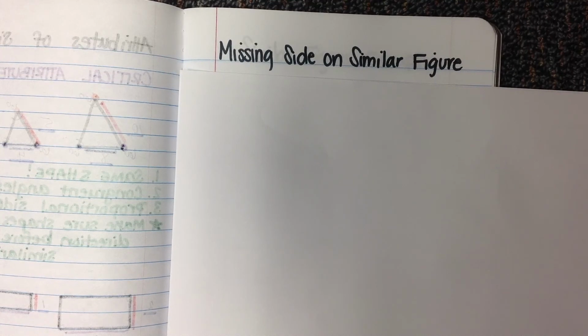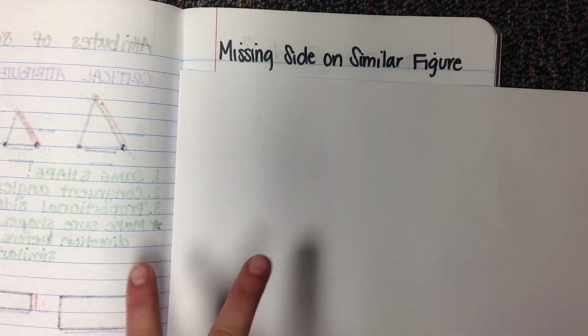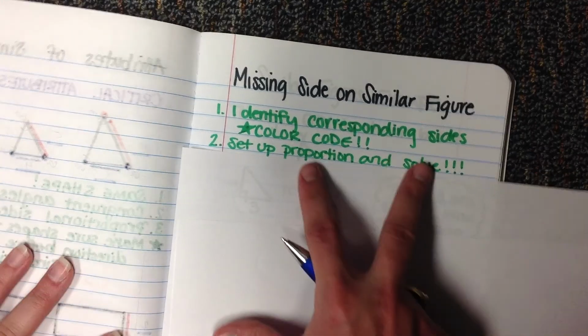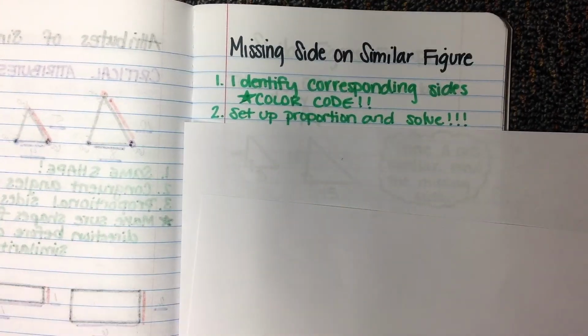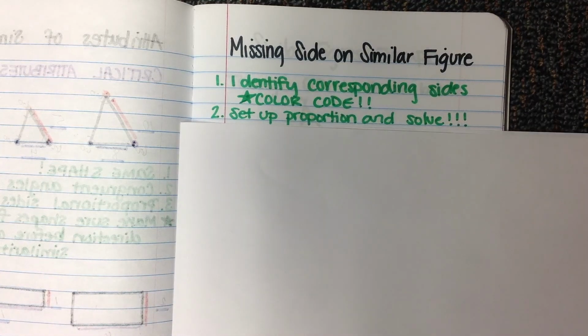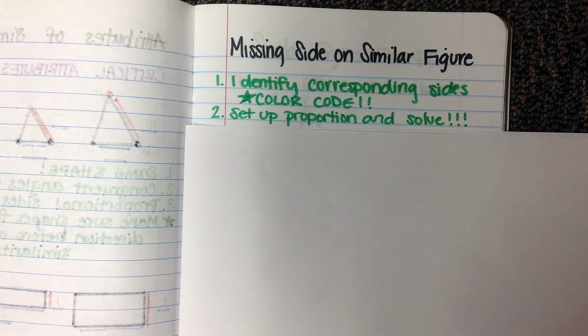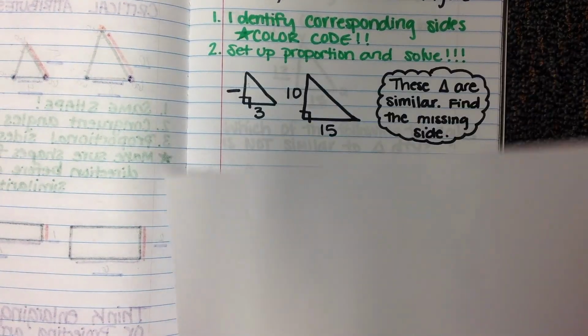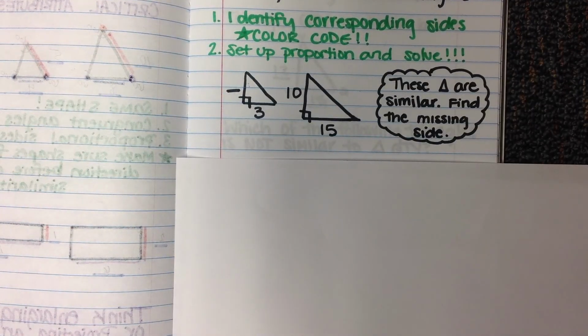When we are looking for the missing side on a similar figure, we need to take a couple of steps. First thing we need to do is identify corresponding sides. I want you to color code these, okay? That is important, and I'm going to show you what I mean. But write color code, please. We're going to identify corresponding sides by color coding them, and then we're going to set up our proportion and solve. So let's look at an example.